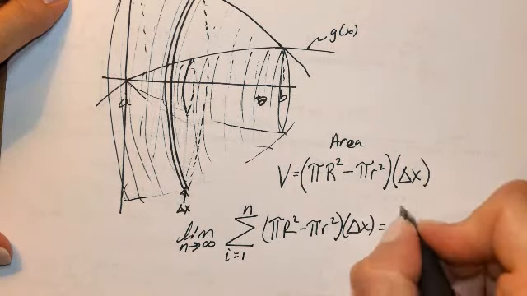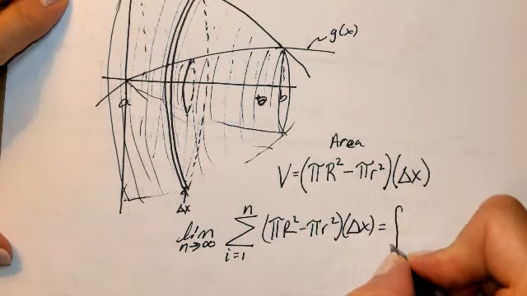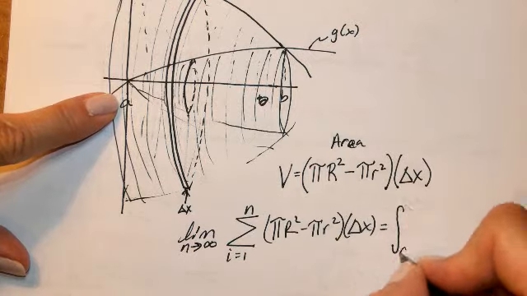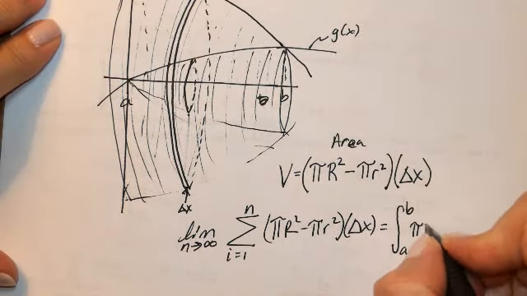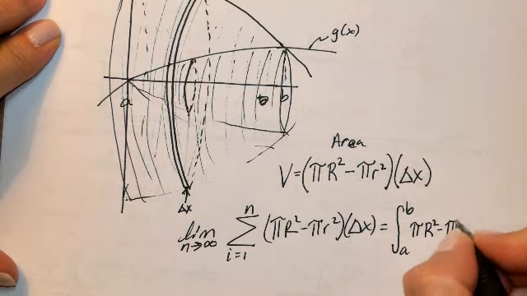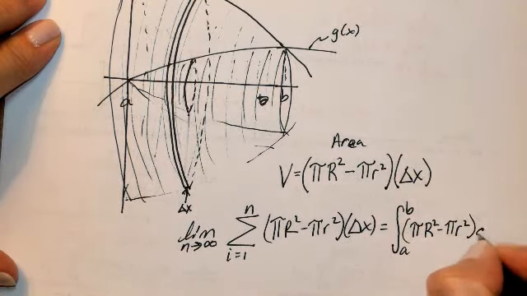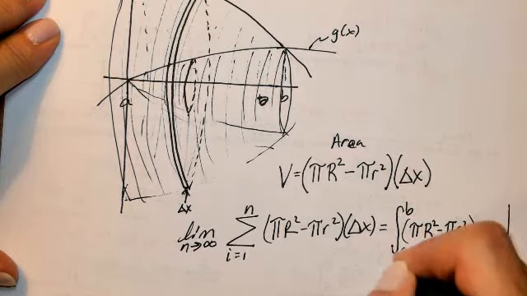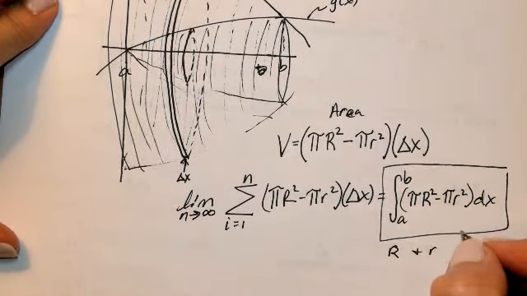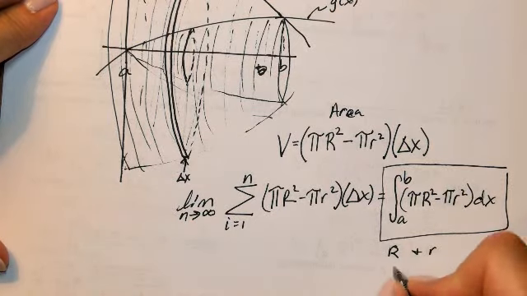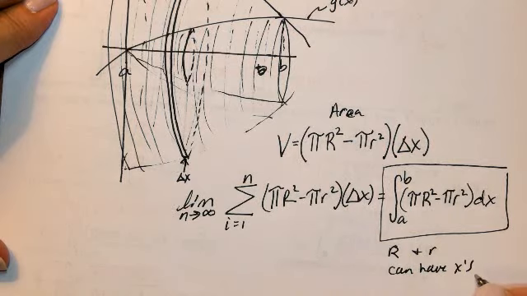And that gives us the integral from A to B, because we're starting at A, going to B, of pi times the big radius squared minus pi times the little radius squared dx. And this is our formula, our general formula. Okay? Big R and little r can have x's in them. They don't have to have x's in them, but they can have x's in them. Oftentimes they have x's. Let me put it that way. Okay?